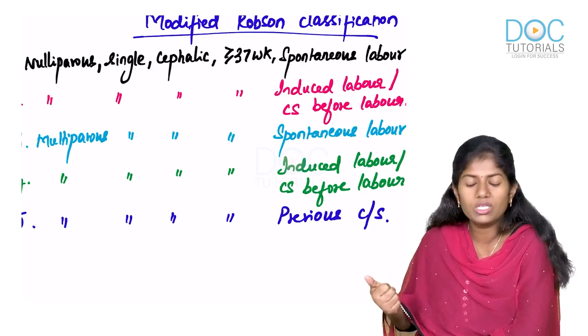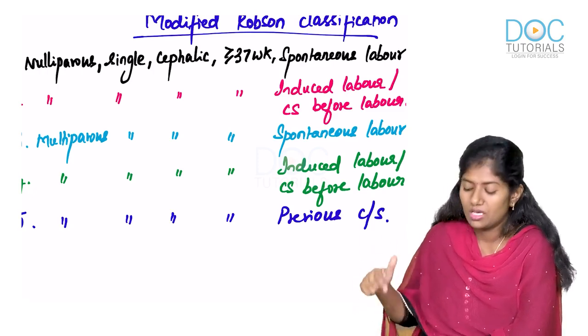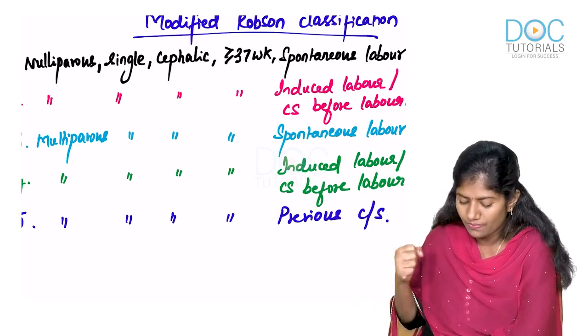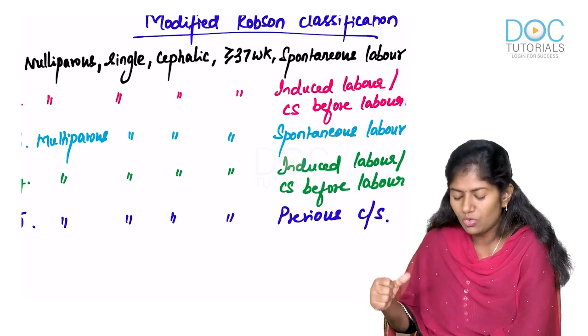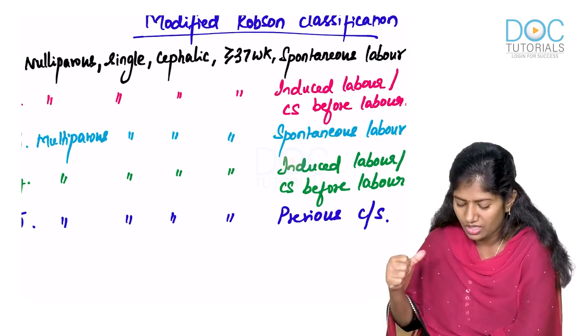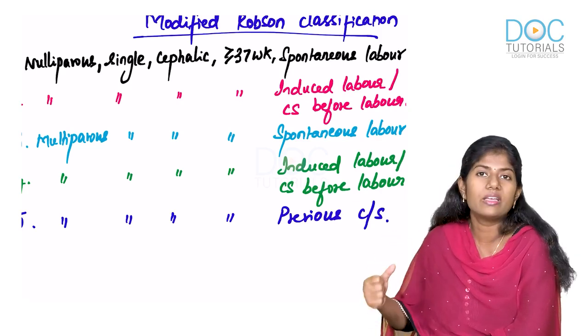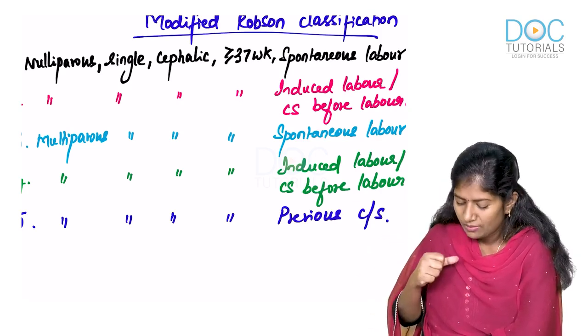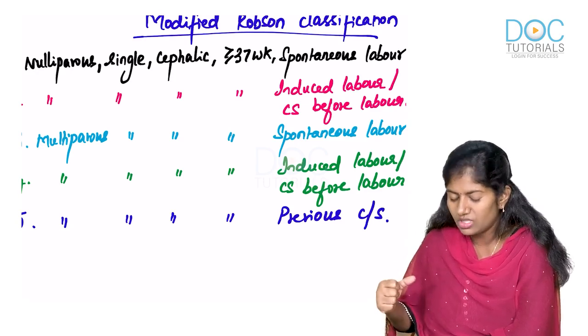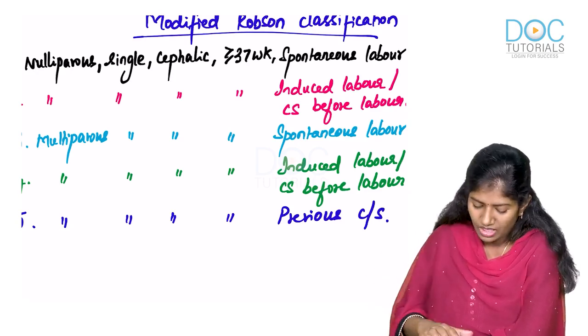Nulliparous single cephalic more than 37 weeks, induced labor or cesarean section before labor, is class 2. Multiparous single cephalic more than 37 weeks, spontaneous labor, is class 3. Multiparous single cephalic more than 37 weeks, induced labor or cesarean before labor, is class 4. Multiparous single cephalic more than 37 weeks with previous cesarean is class 5.